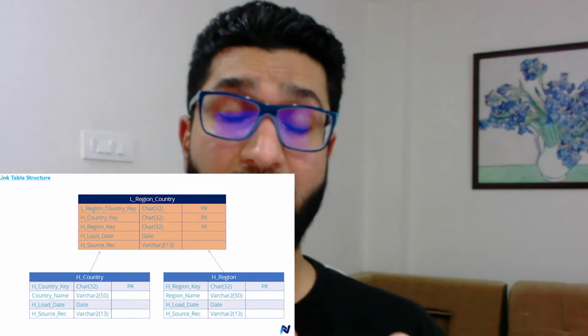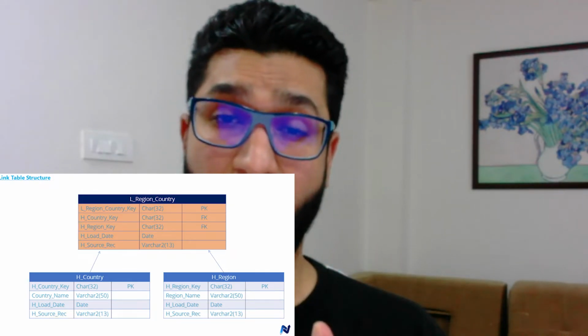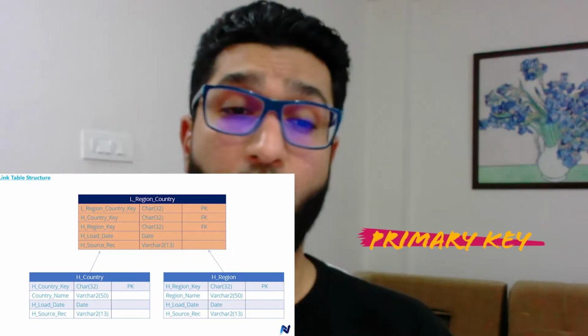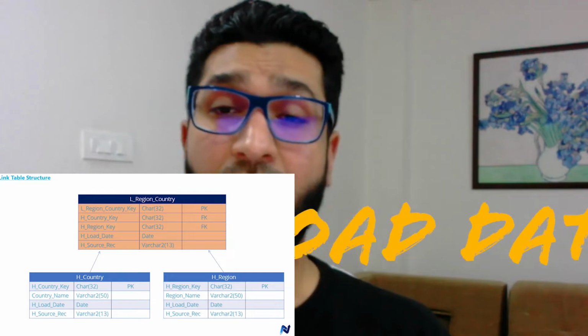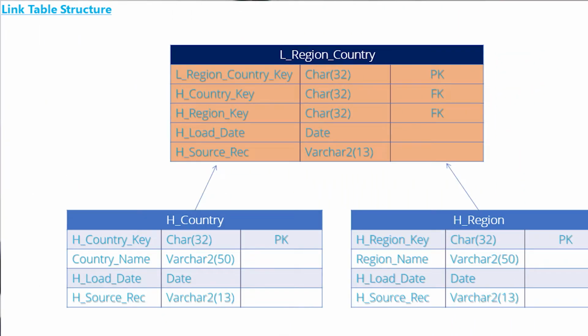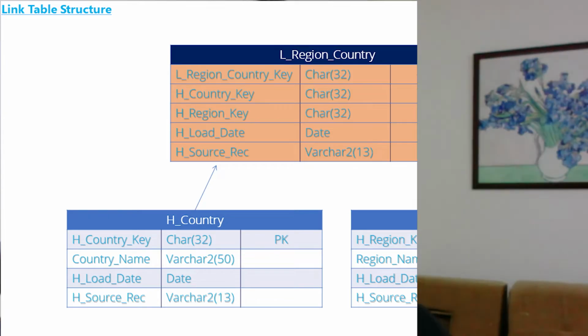Apart from these columns, which are considered to be foreign keys within the link table, it also has its own primary key. It has its own load date and the source system record itself to understand where the data is coming from. So this link table can be considered literally as a conformed dimension within the dimensional model itself.